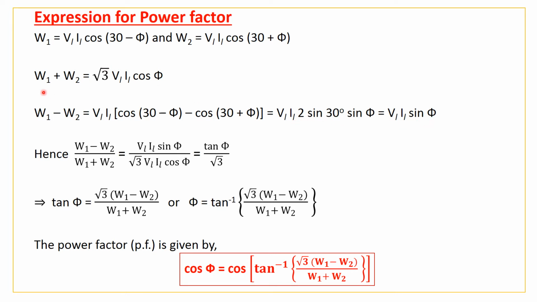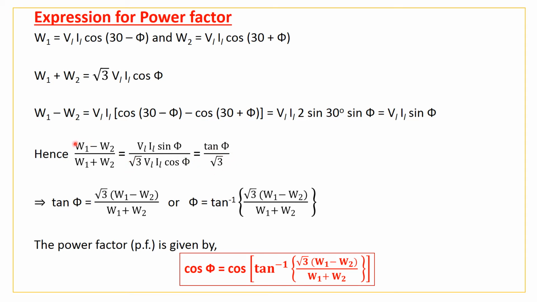So now you have W1 plus W2 as root 3 VLIL cos phi and W1 minus W2 as VLIL sin phi. Hence, W1 minus W2 by W1 plus W2 is equal to what? So this is now VLIL sin phi divided by, this is root 3 VLIL cos phi. Now this VLIL and this VLIL will cancel. So I will get sin phi by cos phi. So we know that sin theta by cos theta is always tan theta. Therefore sin phi by cos phi is tan phi and divided by root 3.